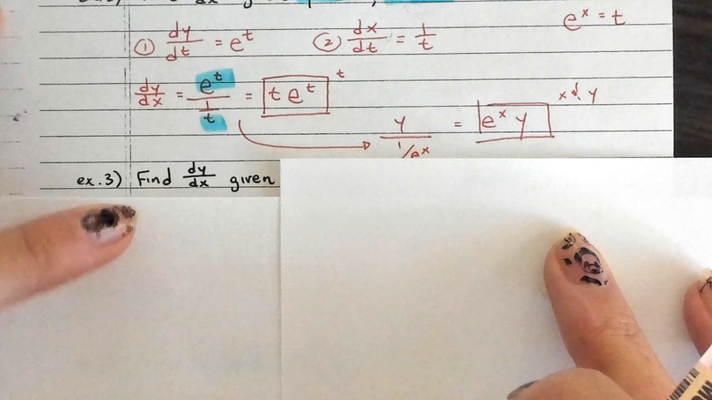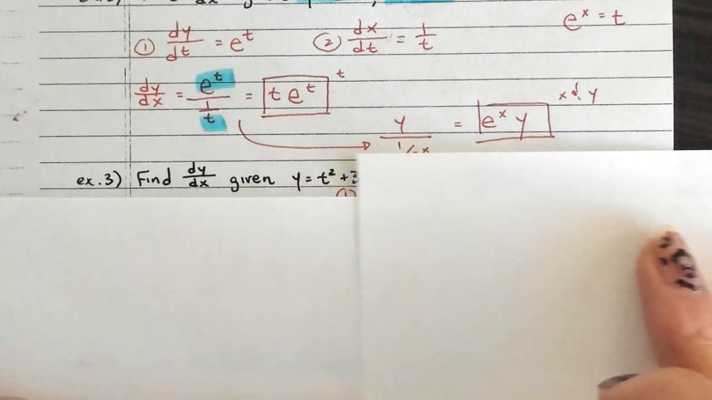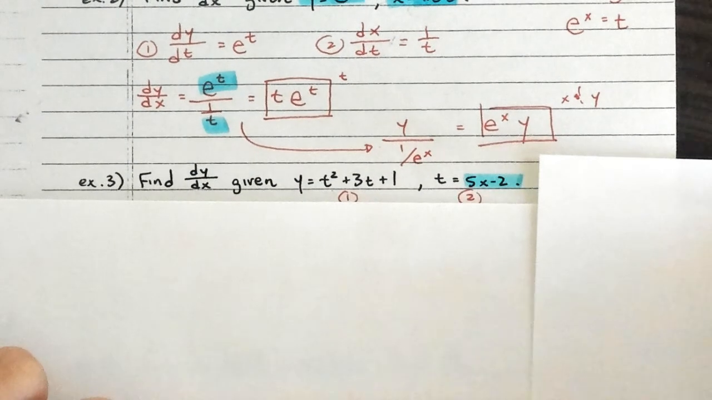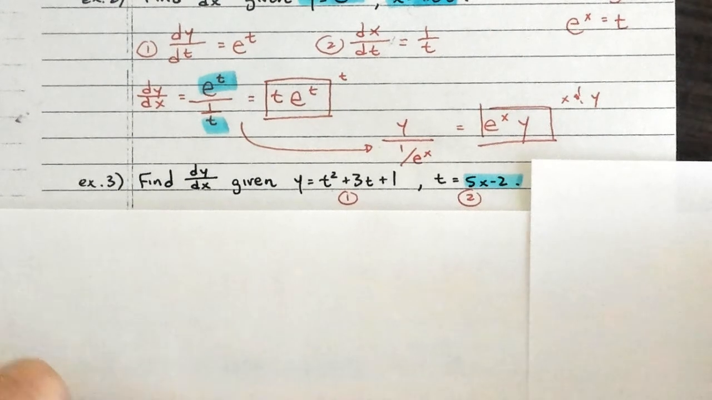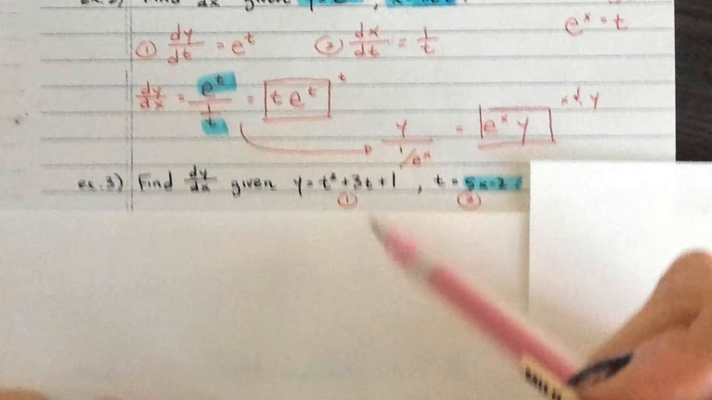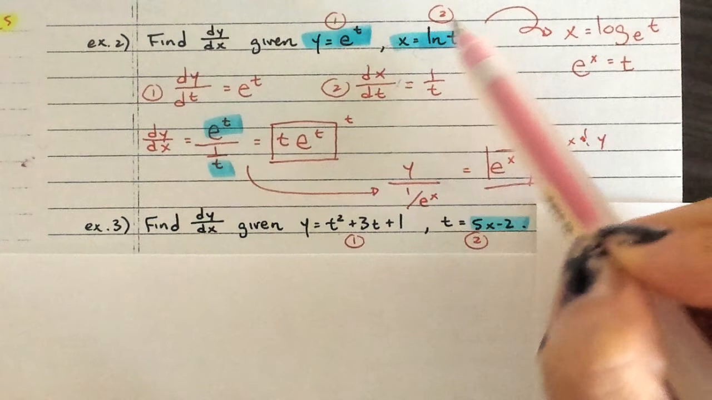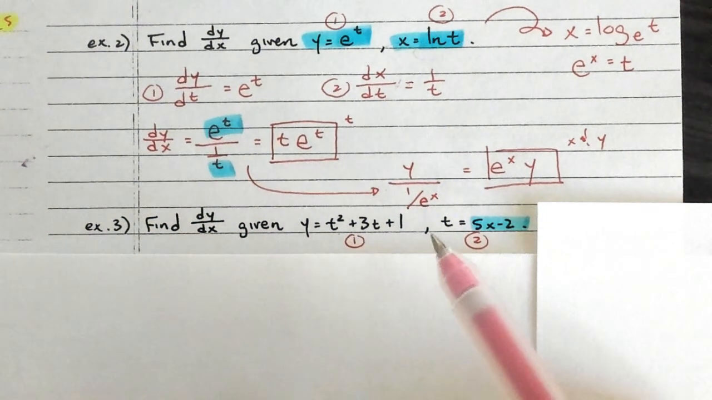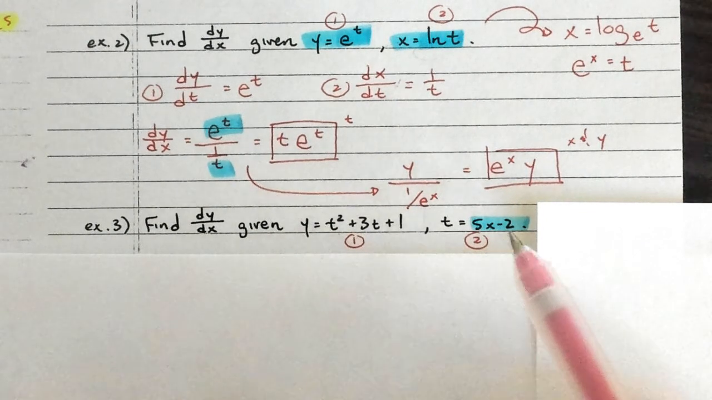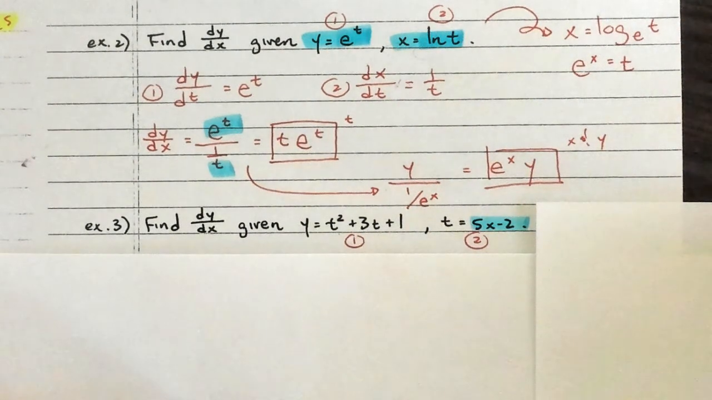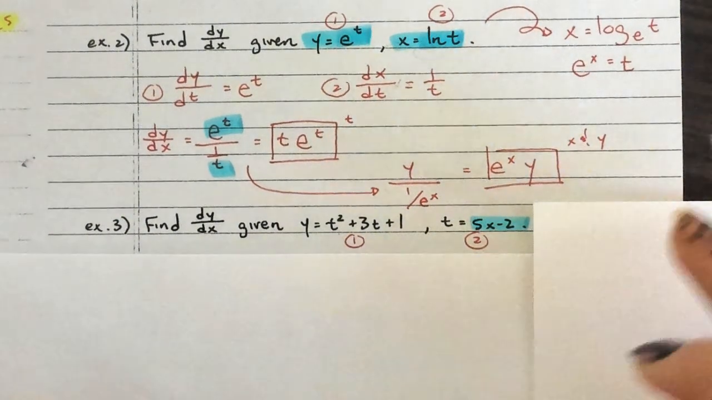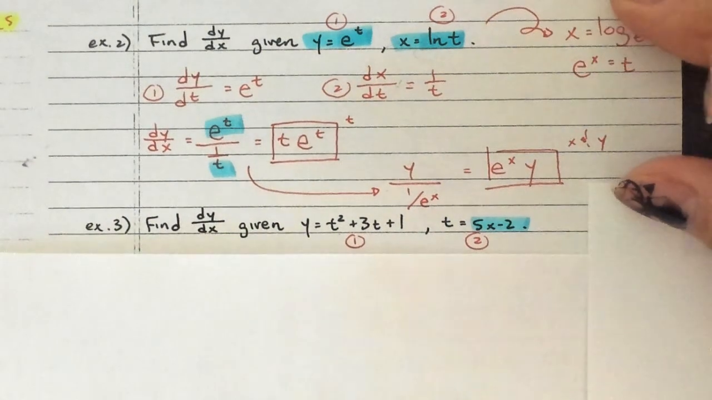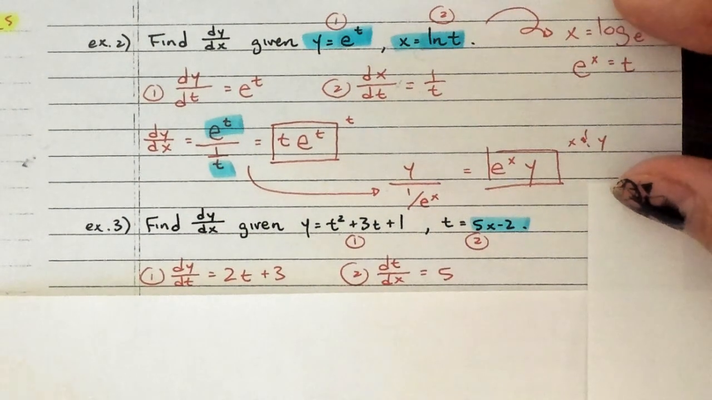Okay, number 3, let's try again. So find dy over dx given these two. And these two are a little different, okay? See, this one was in terms of t. This one was in terms of t. This is in terms of t. This is t in terms of x. So you be careful, okay? So I'm going to find my derivatives. That shouldn't be a problem.